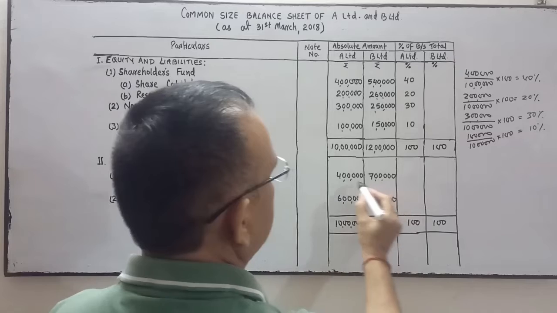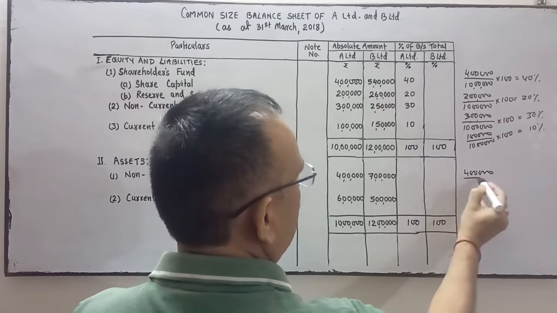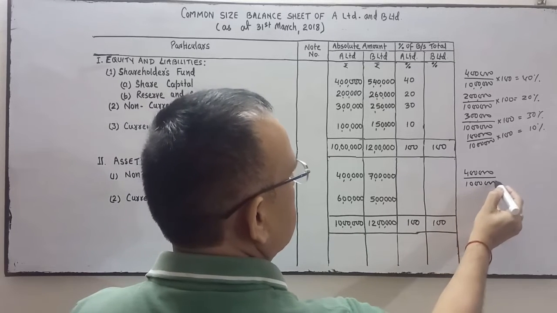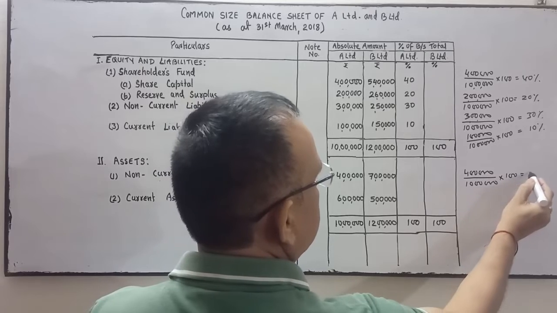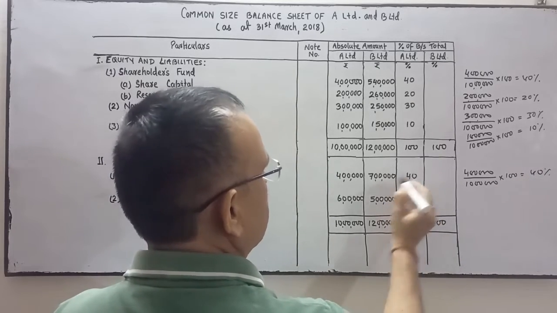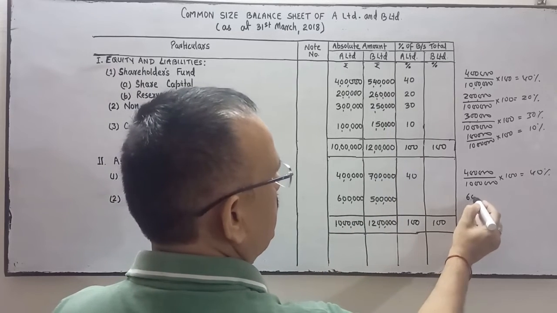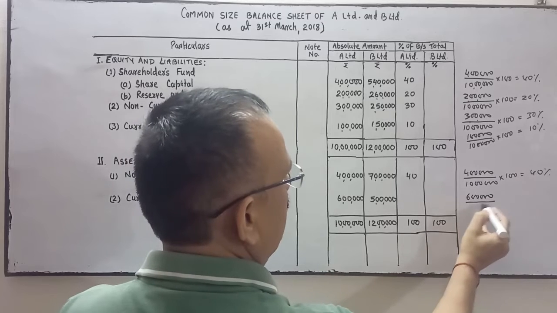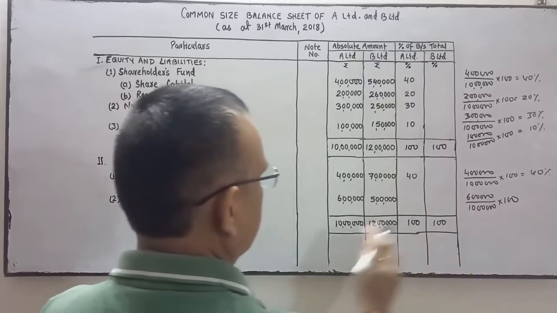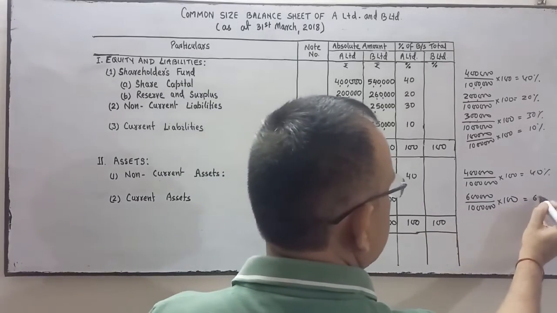Now come to here. 4 lakhs is the non-current assets and total assets is 10 lakhs, into 100. So it is 40%. This is 40% for A Limited. Now current assets is 6 lakhs upon total assets 10 lakhs into 100. So it is 60%.